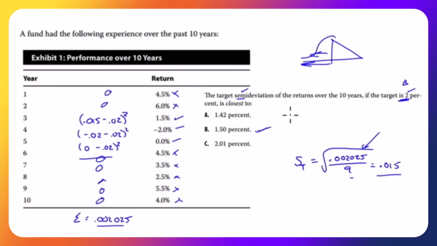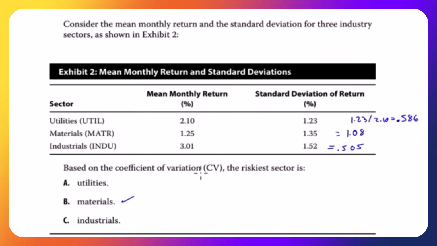0.015 or 1.5%. Okay, based on the coefficient of variation, the riskiest sector is... and coefficient of variation, remember, the lower the better. If we have a low coefficient of variation, that means we're using very little risk for each unit of return. So the higher this ratio is, the riskier it is, and it's easy enough. You take the standard deviation divided by the mean monthly return. Here we get 0.586. For materials, it's 1.08. For industrials, it's 0.505. Materials has the highest coefficient of variation. It is the riskiest sector based on that measure.